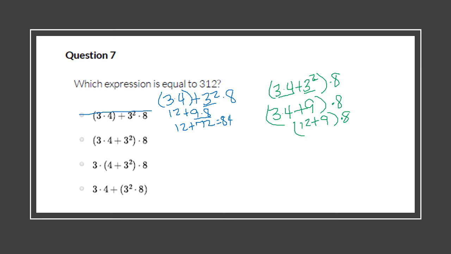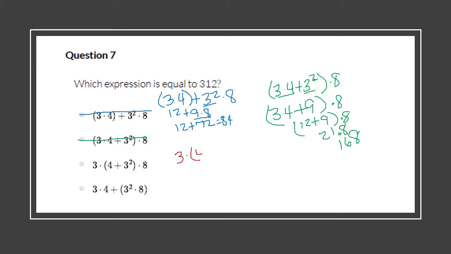So 12 plus 9 is 21 times 8 gives me 168, not 312. Okay, so now I'm going to try the third one.